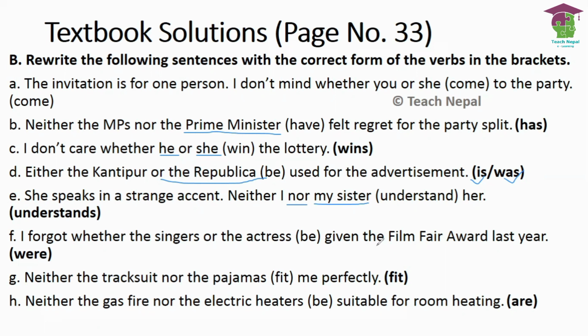Right, I forget whether the singers or the actress. Right, whether the singers or the actress, it should be was here. Okay, all right, I'm sorry, type mistake there. Or हामीले यसलाई चाहिँ or भन्दा पछाडिकोलाई चाहिँ हामीले युज गर्नुपर्ने हुन्छ. It will be was there.